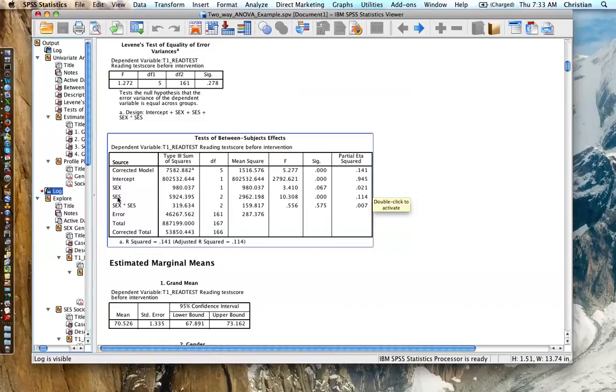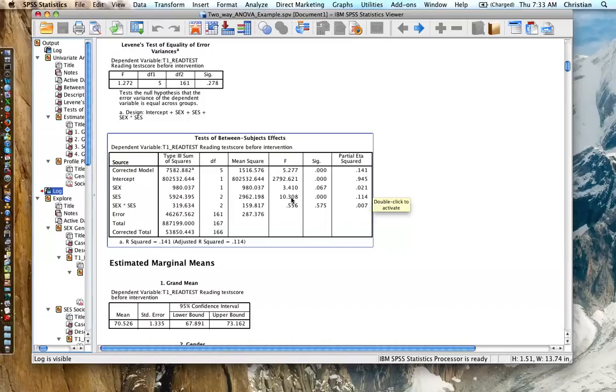So if we go to the next effect, we see the socioeconomic status. Again here, the sums of square is 5,924, degrees of freedom 2, so 5,924 divided by 2 is 2,962 for the mean square. Now we put this in ratio to the error, 287. So 2,962 divided by 287 is 10.308 for the F value.